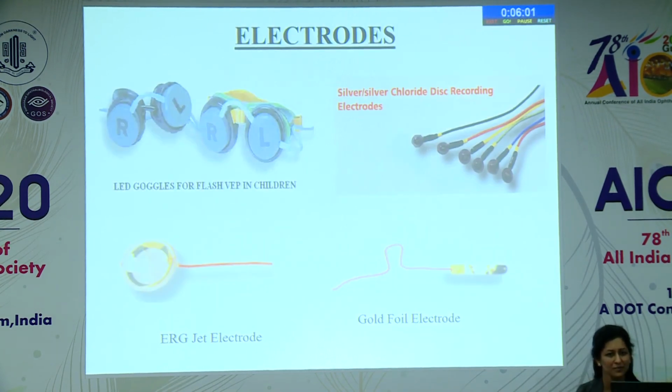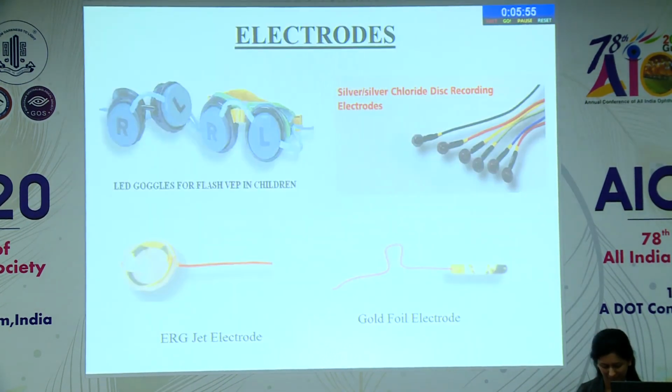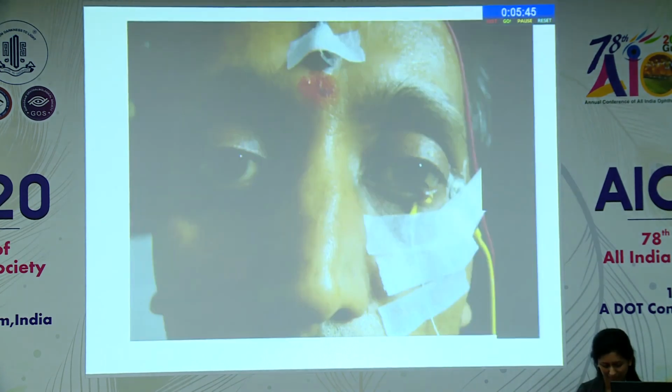So the electrodes which are used are surface electrodes like silver chloride electrodes, and these are ERG jet electrodes for flash ERG and photopic negative response, and these are gold foil electrodes which we are using for pattern ERG.